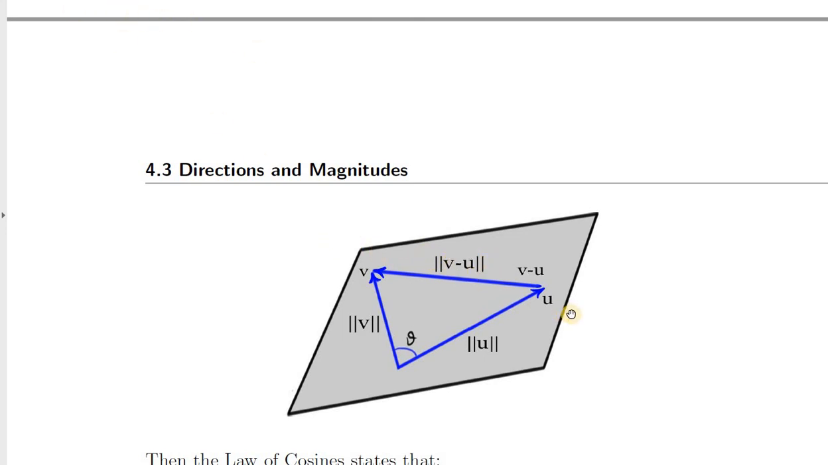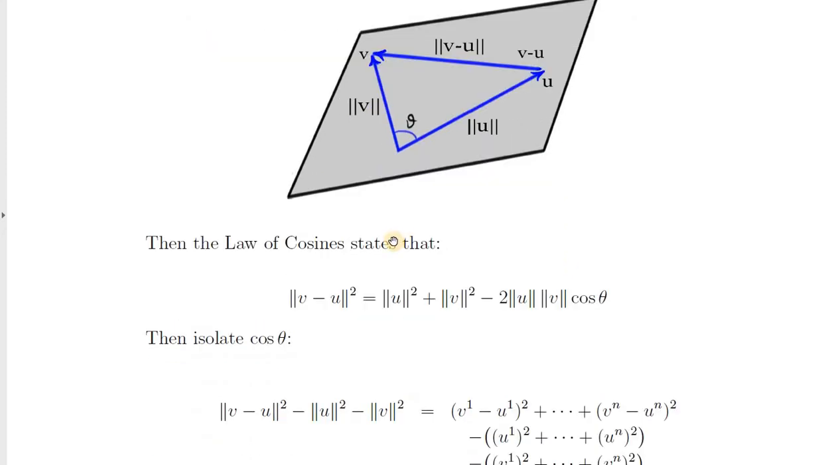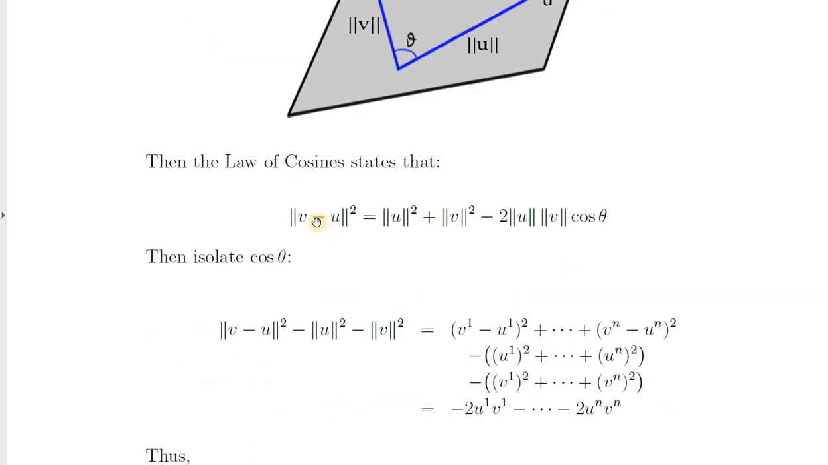Now the law of cosines says that the length of v minus u squared is the length of u squared plus the length of v squared minus 2 times the lengths of u and v and the cosine of theta. Now, they do this in 2 dimensions. This is going to be our definition of cosine theta. This is going to define what the angle is between two vectors.